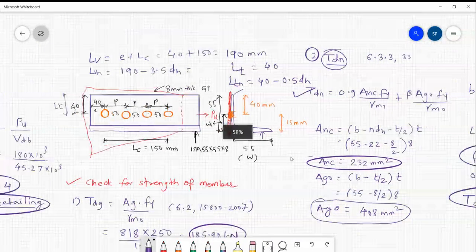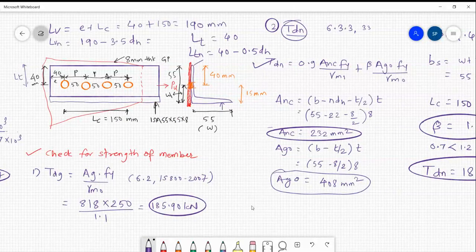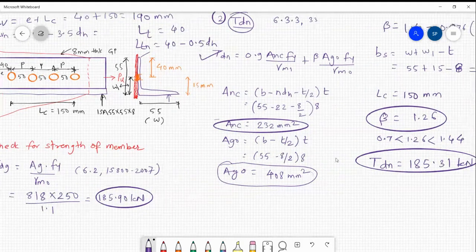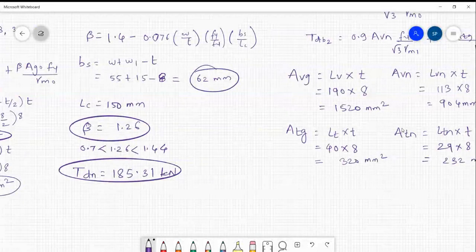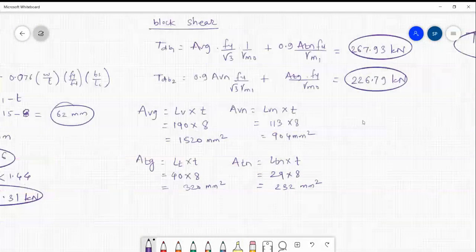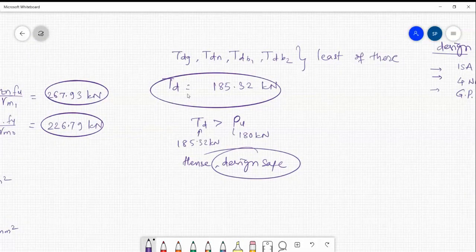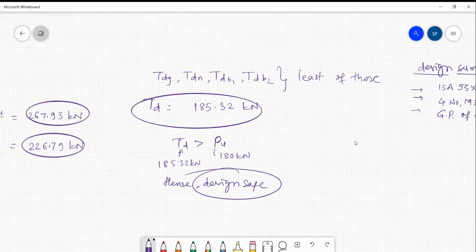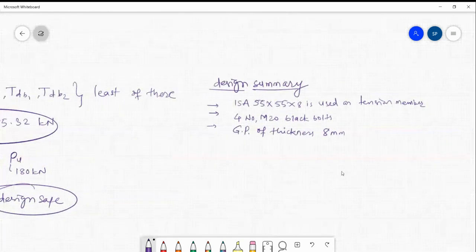Once design detailing is over, you start with check for strength of tension member. First is yielding of gross section, TDG, then second is TDN, and third is TDB. In TDB, you have to calculate two values, TDB1 and TDB2. Out of these four values, whichever is least will be referred to as design strength of tension member, TD, and that TD value has to be greater than PU. If it is so, then your design is safe, and that completes the design after writing summary of your design.